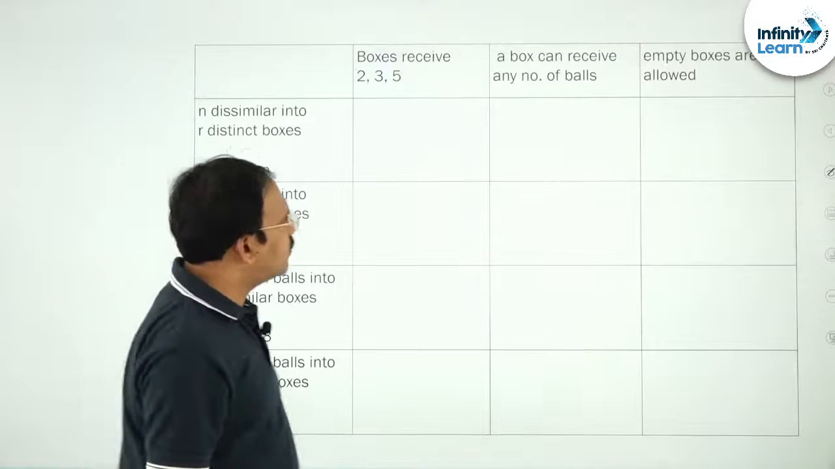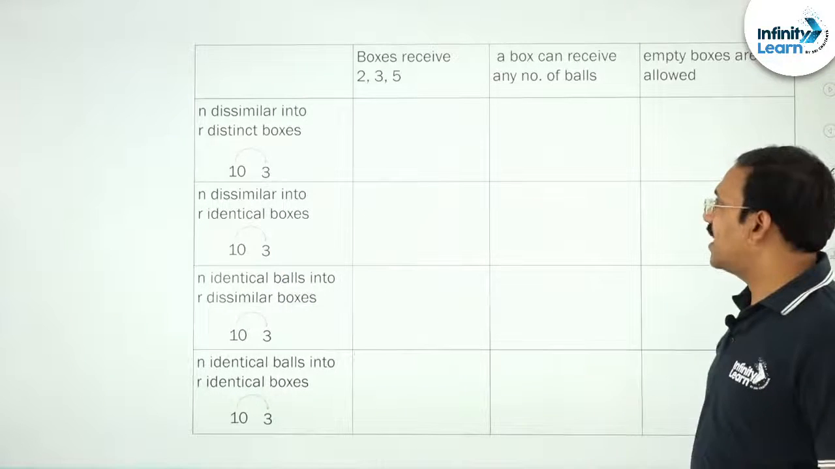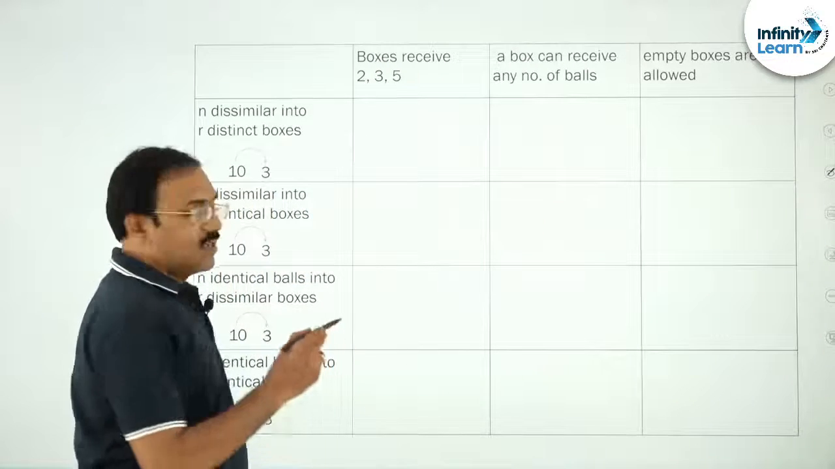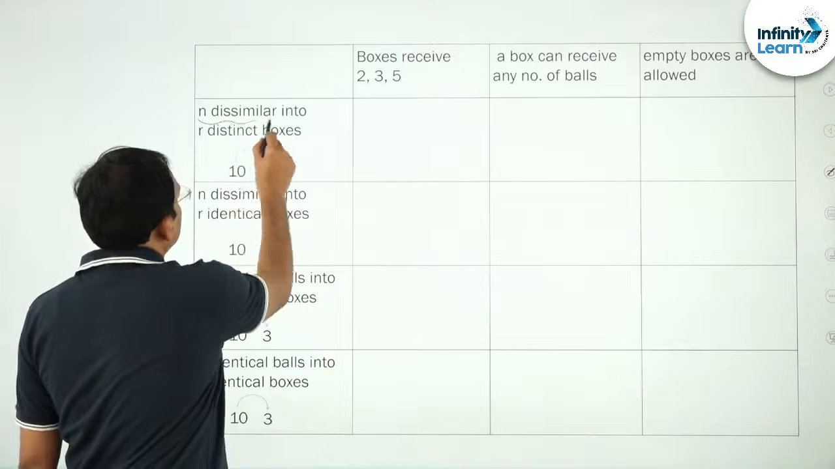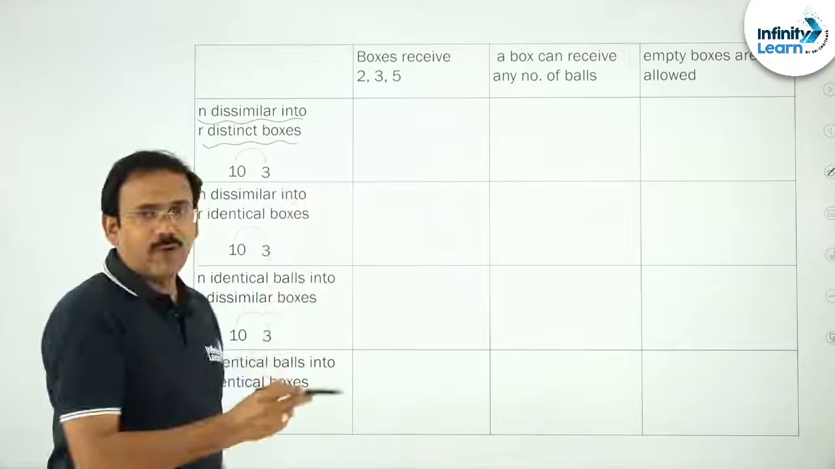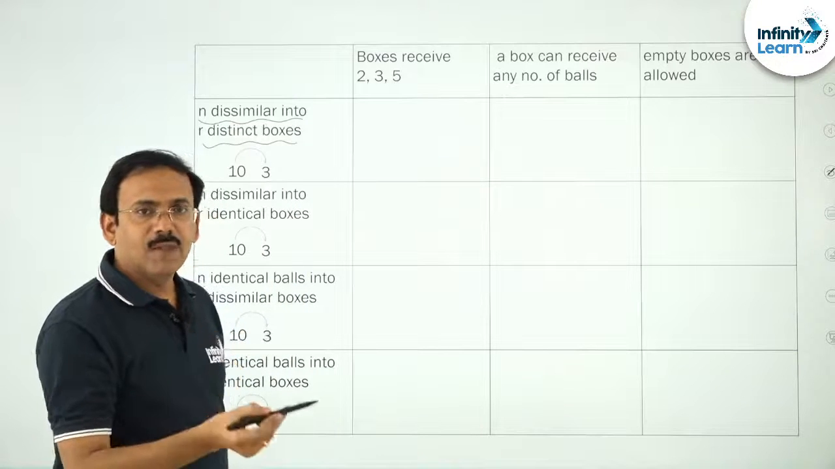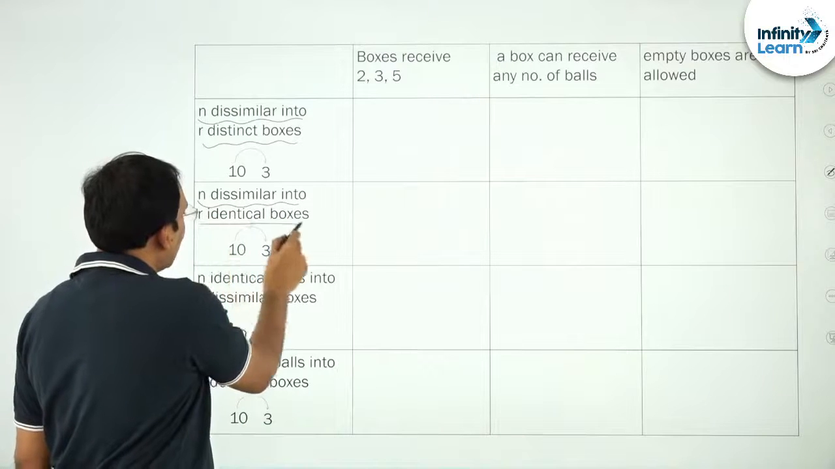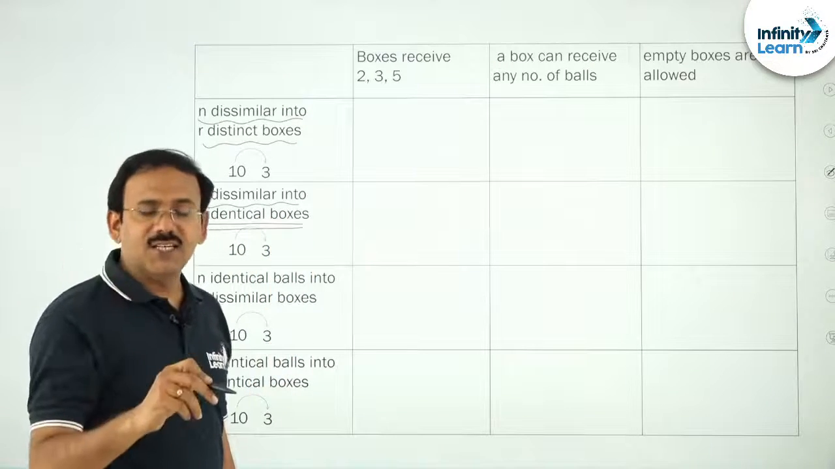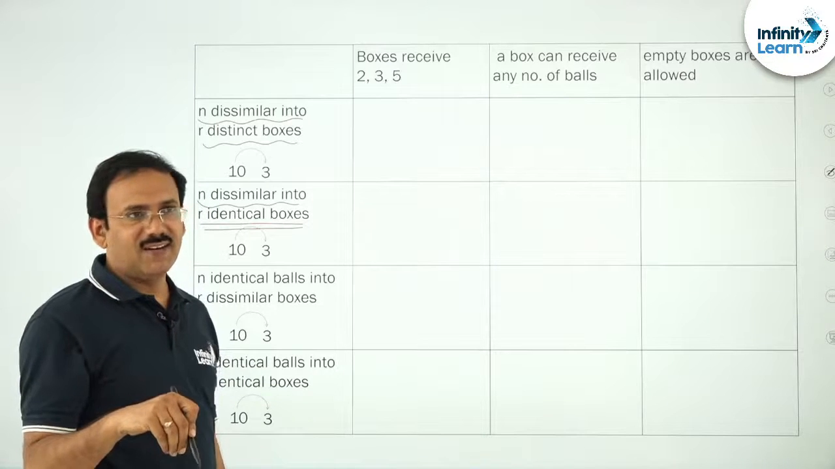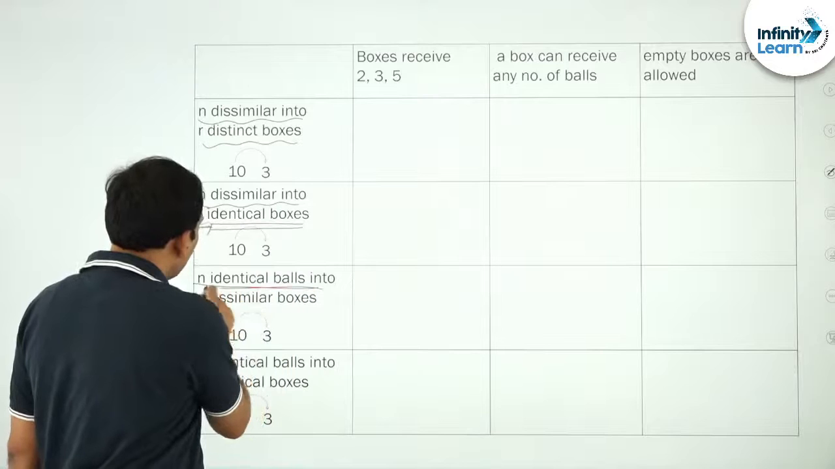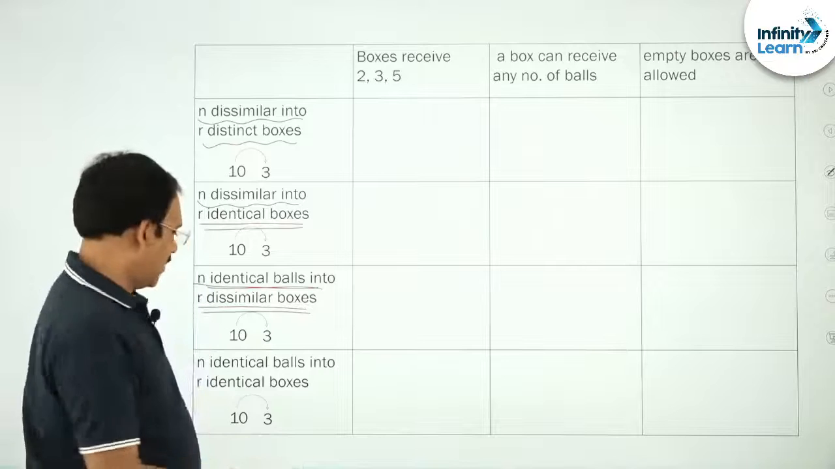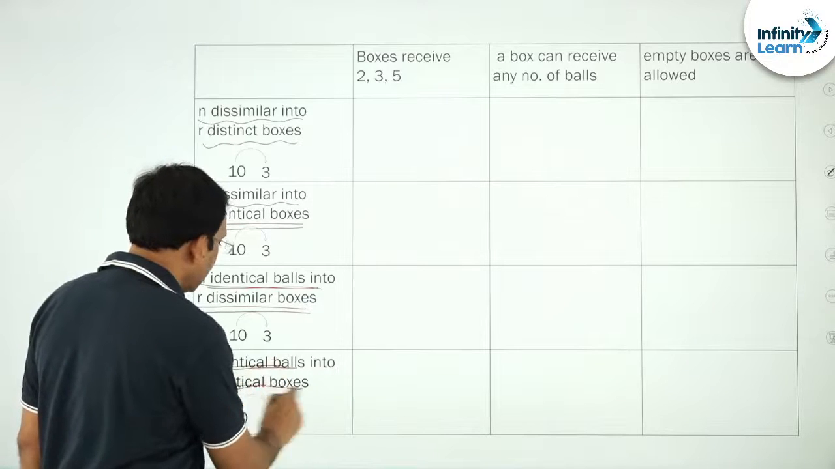Now with the help of this, you see this particular box. This box comprises 4 3s are 12 problems. You see this question, friends? N dissimilar objects into R distinct boxes: objects distinct, boxes dissimilar. Here n dissimilar objects into R identical boxes: objects dissimilar, boxes identical. Here n identical balls into R dissimilar boxes: balls identical, boxes dissimilar. The fourth case, both are identical. I think you got my point.